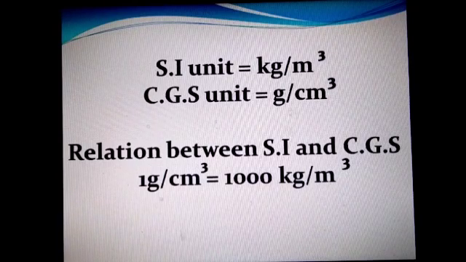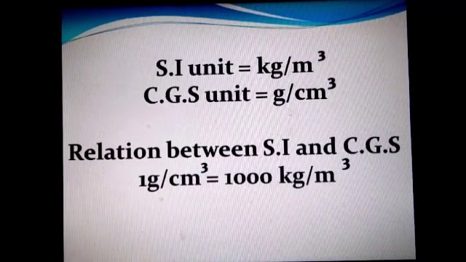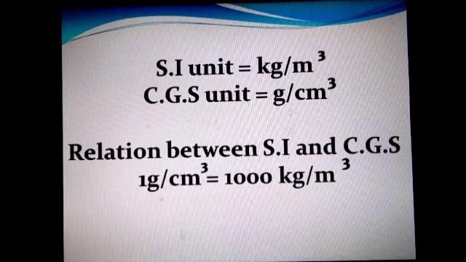Now, if we find the relation between the SI and CGS units of density by the process of conversion, we will find that 1 gram per centimeter cube is equal to 1000 kg per meter cube.